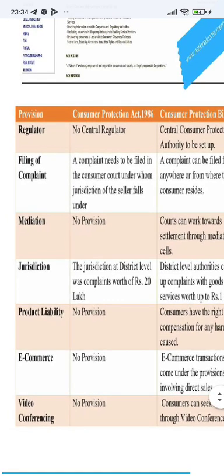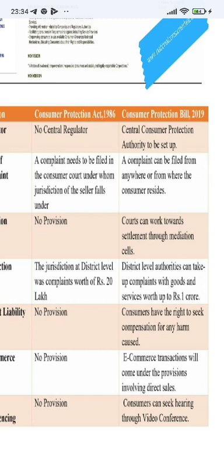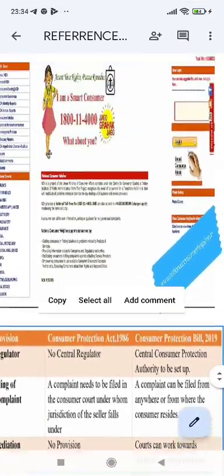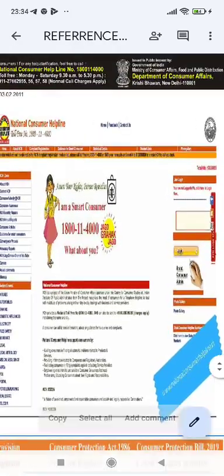If I talk about video conferencing, the provision is not mentioned in the Consumer Protection Act 1986, whereas in the Consumer Protection Bill 2019, a consumer can seek a hearing through video conference. So, this is the major difference between the Consumer Protection Act 1986 and the Consumer Protection Bill 2019.